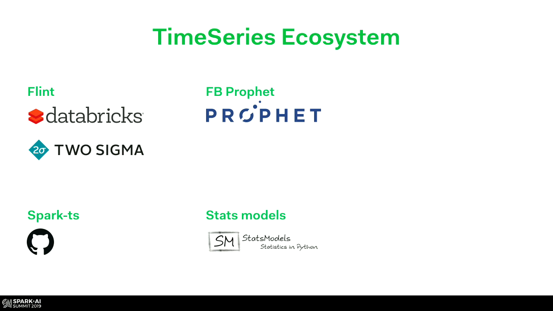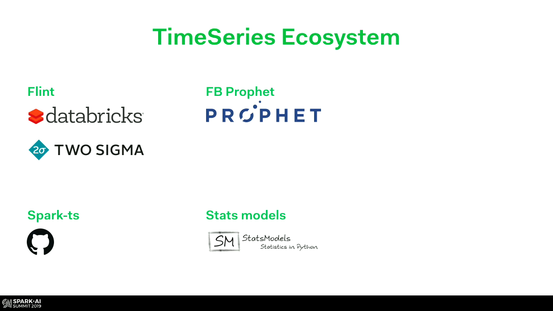Well, this is a bit of the ecosystem that we have seen. Databricks and Two Sigma have this Flint project going on. You see these two names, and you're like, nice, I'll use it. OK. There's an old repo on GitHub called SparkTS. Actually, it was quite popular, but it's not popular anymore.